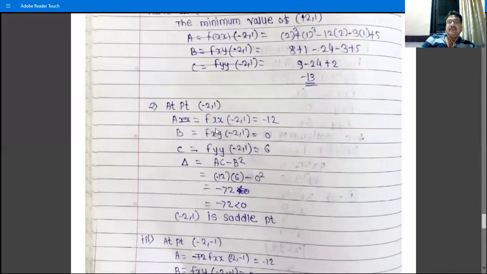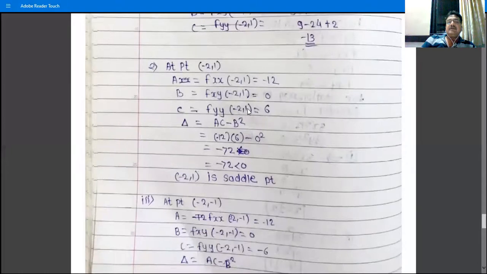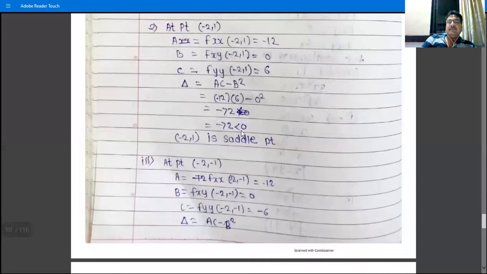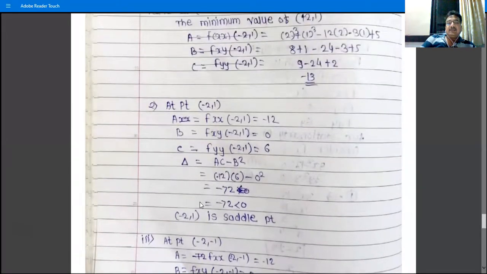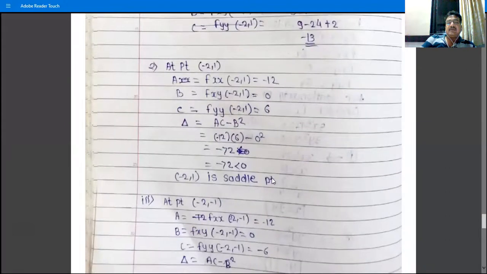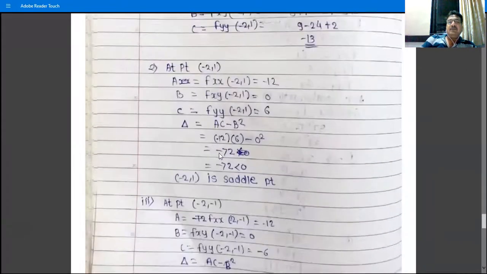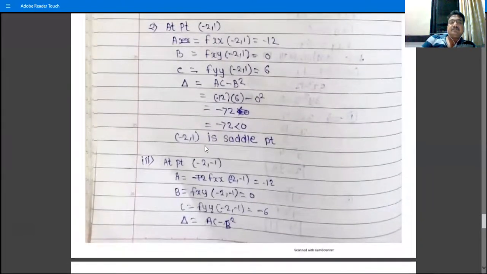Then find capital A, that is fxx at minus 2 1. Then capital B, capital C, that is fyy at minus 2 1. And we have the delta as minus 72, which is less than 0, and therefore minus 2 1 is a saddle point. That is, write this minus 2 1 as saddle point, or write the sentence that the function is neither maximum nor minimum at minus 2 1.